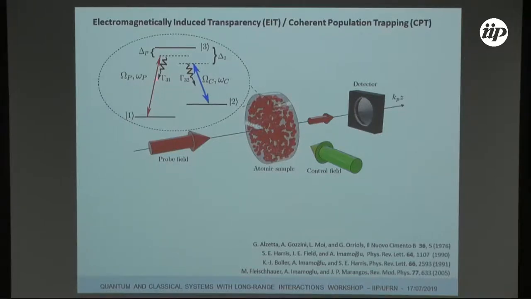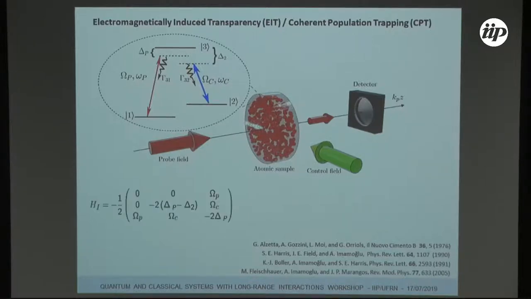In this lambda scheme, we have basically the probe field. With this field we probe the atomic system, with a Rabi frequency capital omega P. And there is a detuning delta P between the probe field and the atomic system on the 1 to 3 transition. We also consider this coupling field here, the control field. The Rabi frequency of the control field is capital omega C. And there is also a possible detuning between the control field and the atomic system.